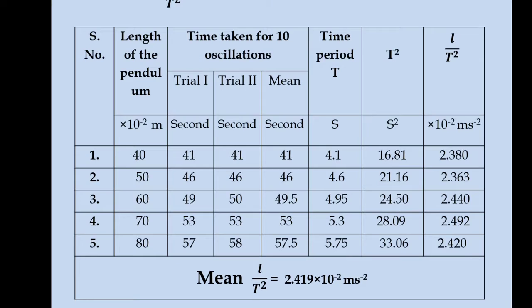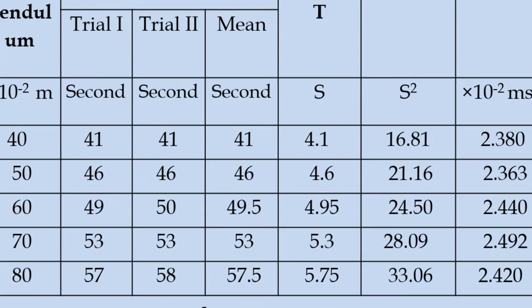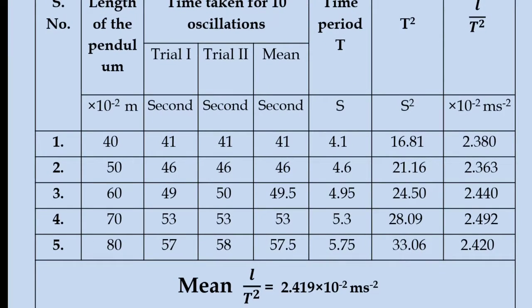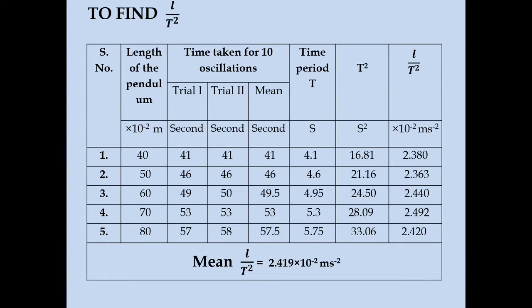For the length of 40, it is 41 divided by 10, so we get 4.1. For the length of the pendulum 50, the time period is 4.6. Then we square it to get T square. The square of 4.1 for L 40 gives us 16.81. When you square 4.6, it gives 21.16. When you square 4.95, you get 24.50 for 60.